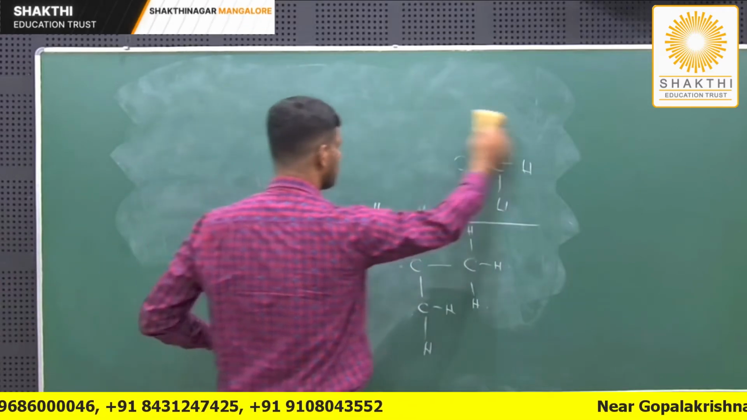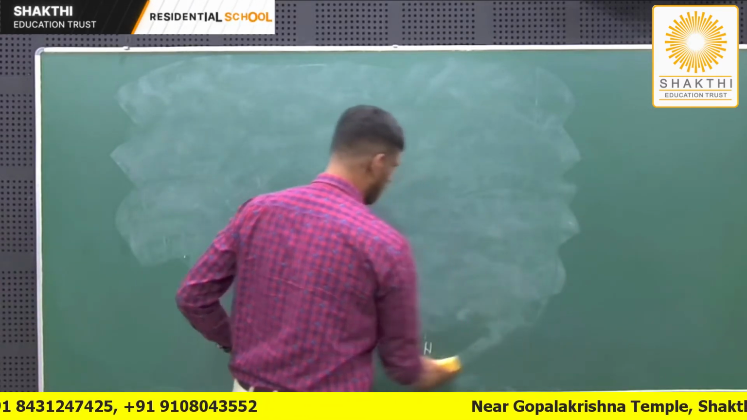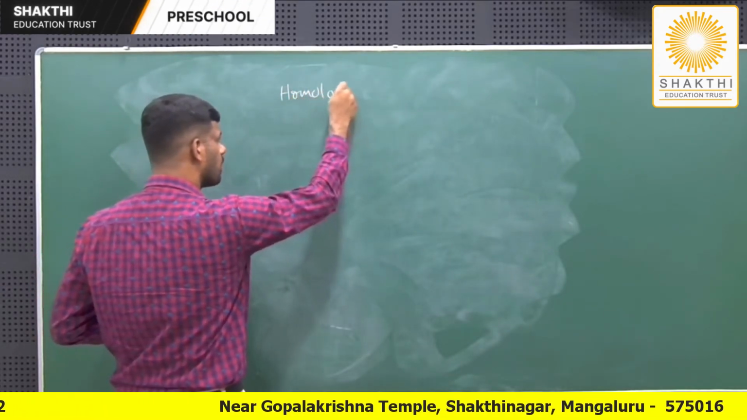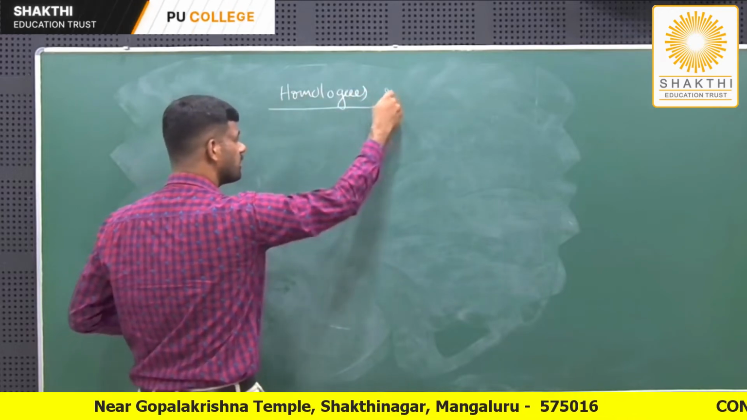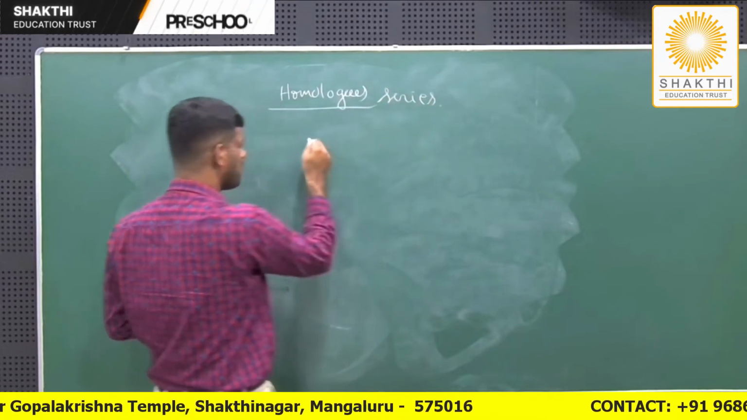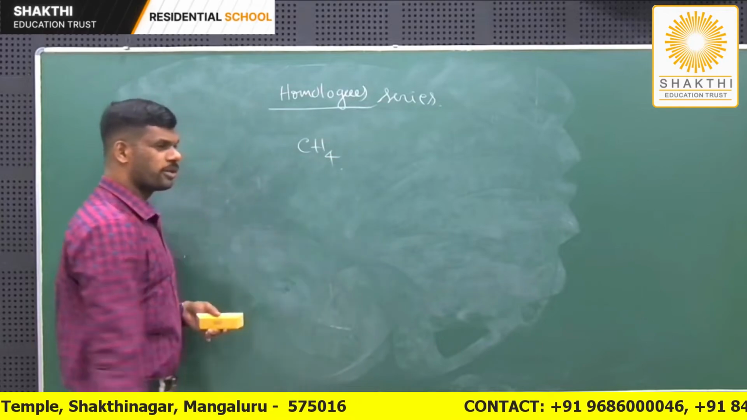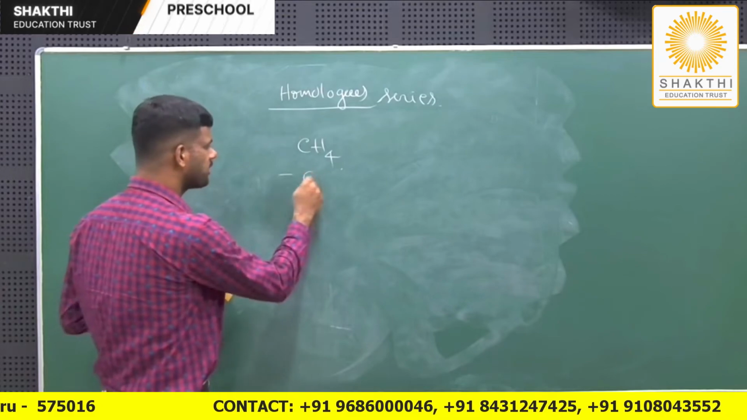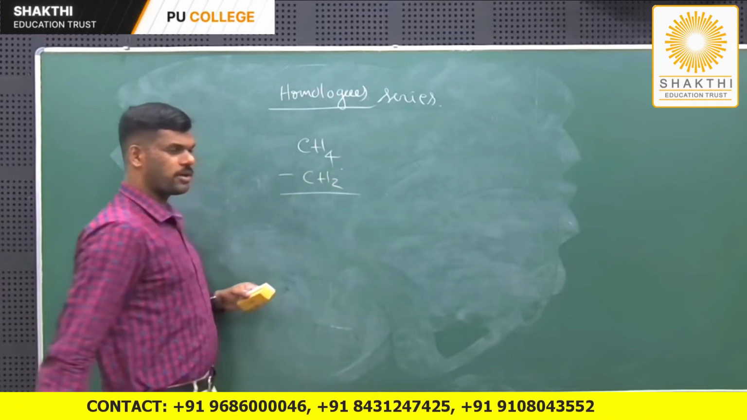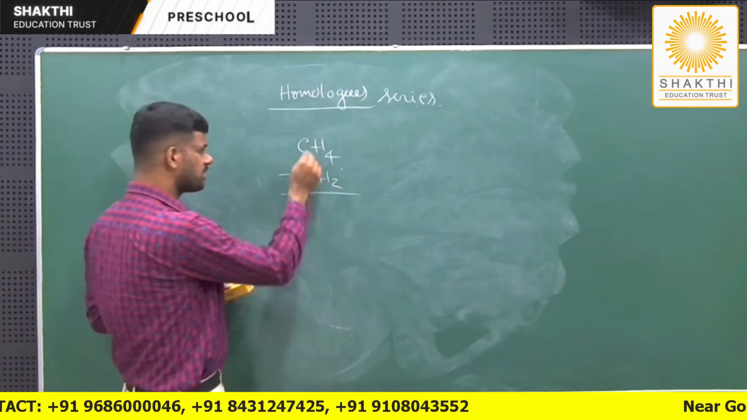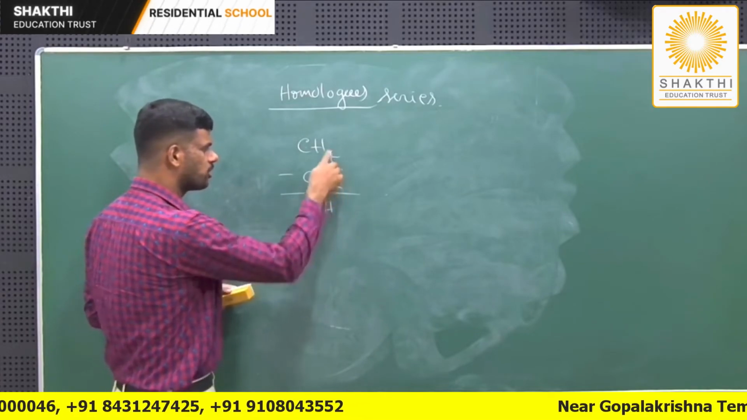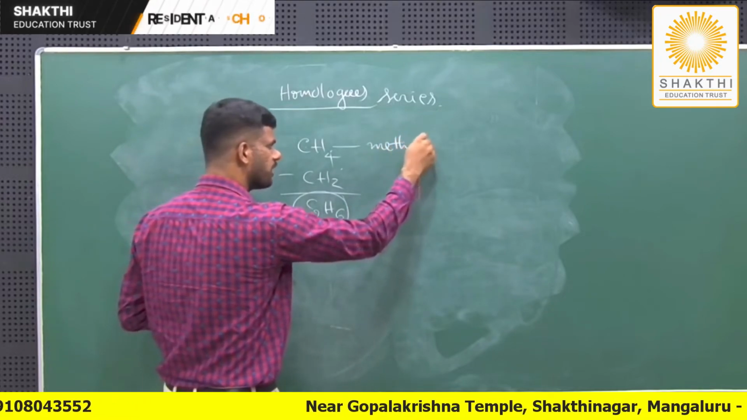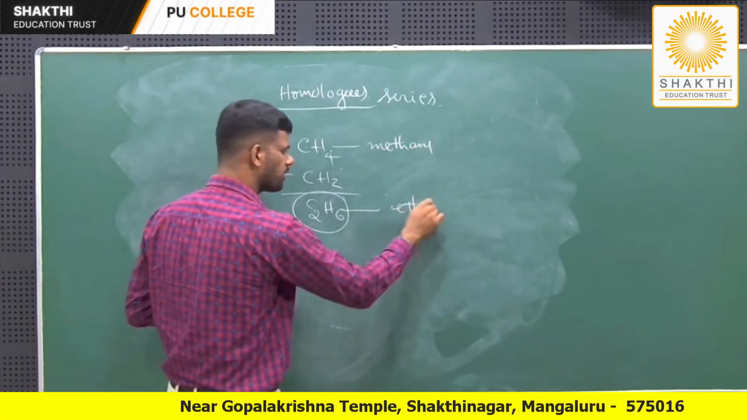Coming to the next one, the very important question that will be asked in the examination is homologous series. Homologous series is the series which differs by only CH2. You can observe this. CH4 is methane. Add a CH2 group to it, and you get C2H6. This is methane, and the next compound which you get is ethane.